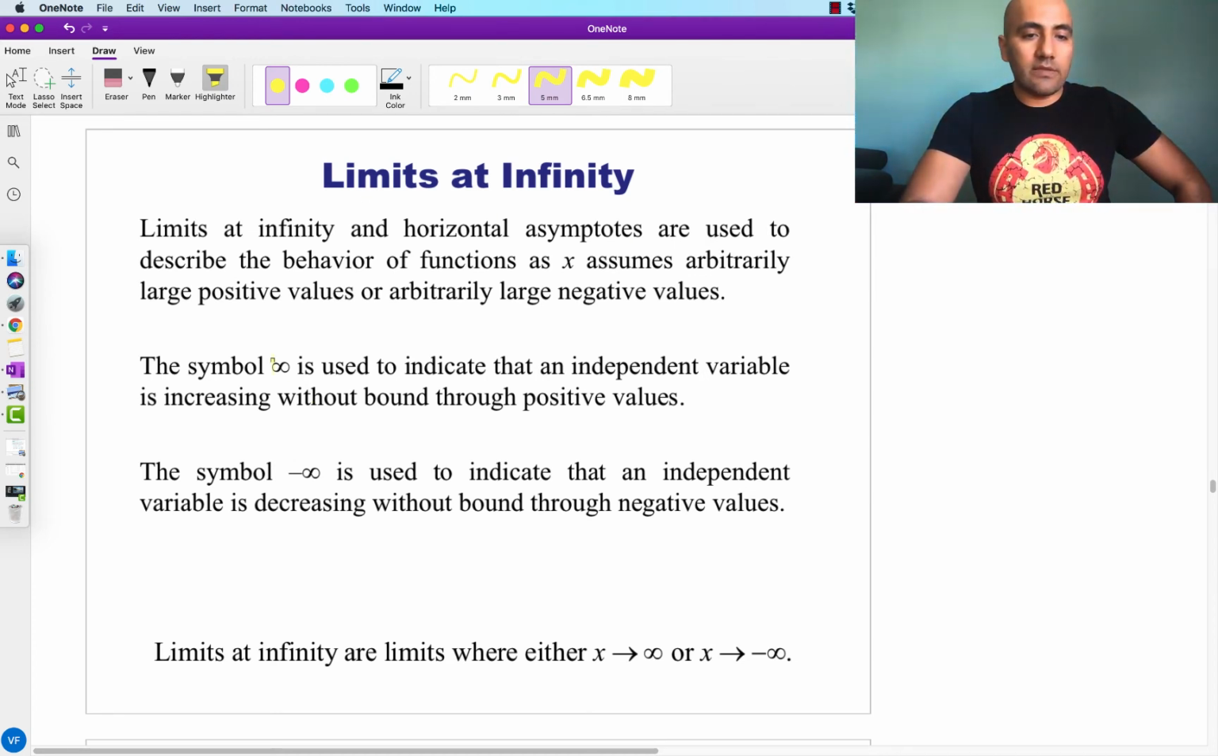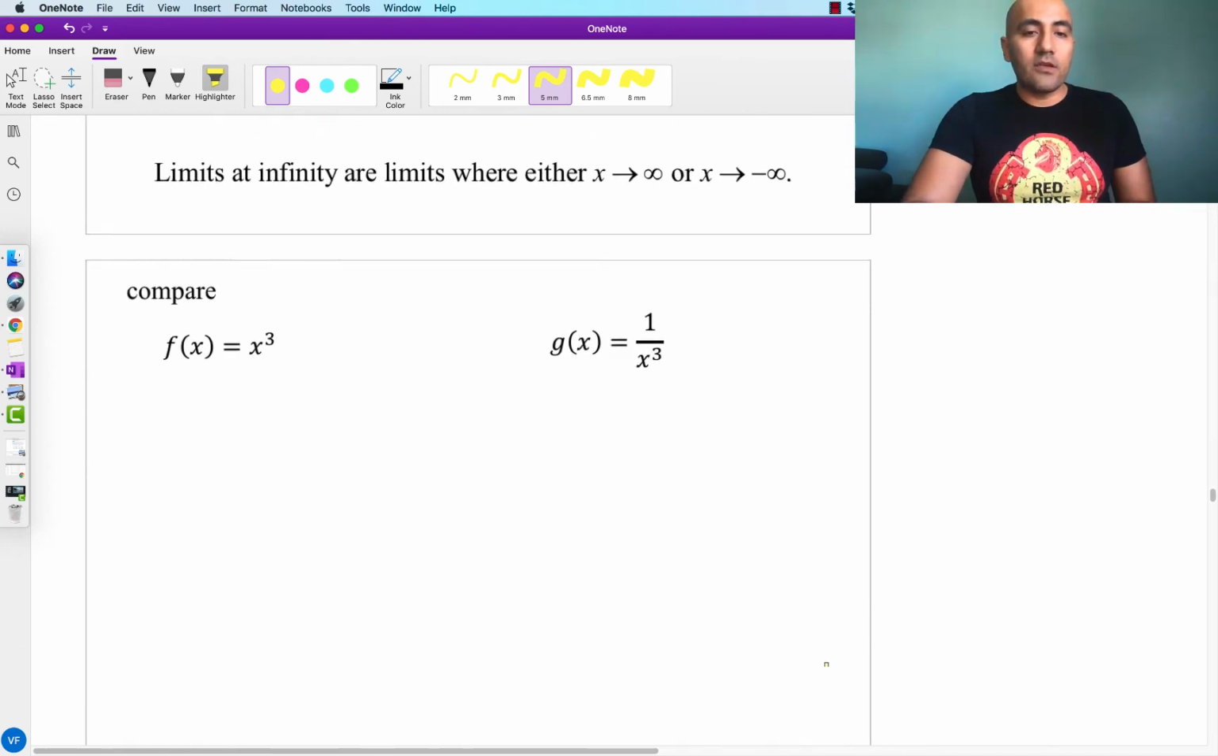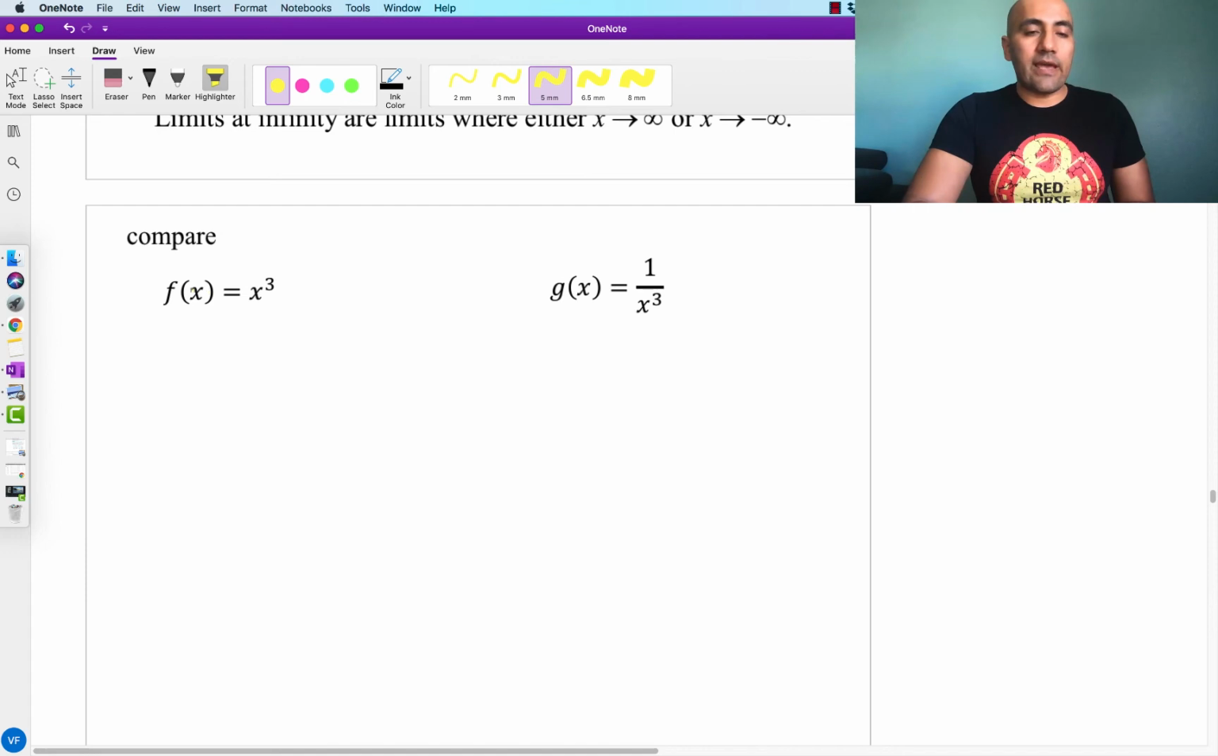So the symbol infinity, this little symbol here, is used to indicate that the independent variable is increasing without bound toward the positive direction, and minus infinity is used to indicate that the independent variable is growing without bound toward the negative direction. Limits at infinity are limits where either x grows toward positive infinity or x grows toward negative infinity. So let's compare these two functions. We have f of x equals x cubed, and we have g of x equals 1 over x to the third power.